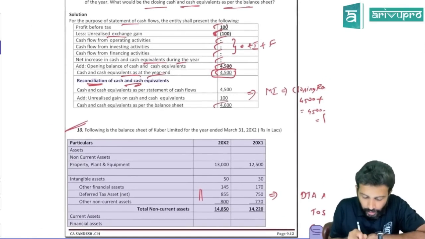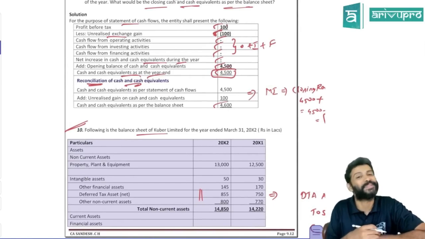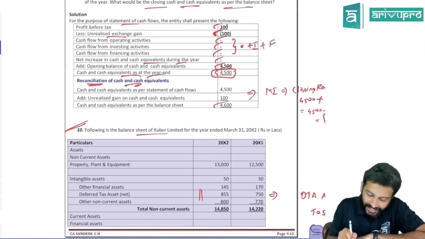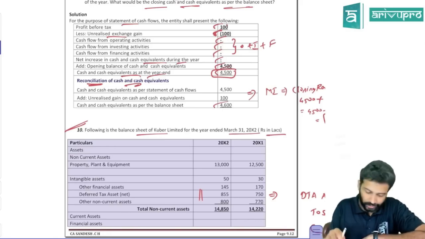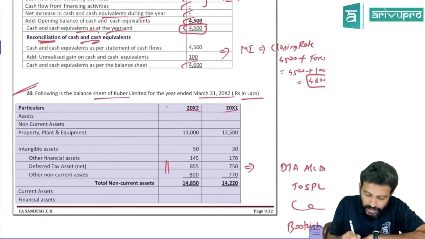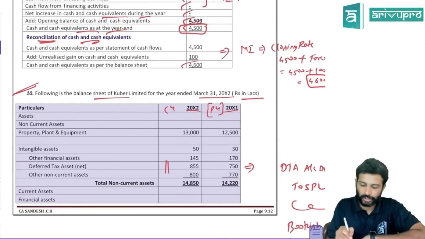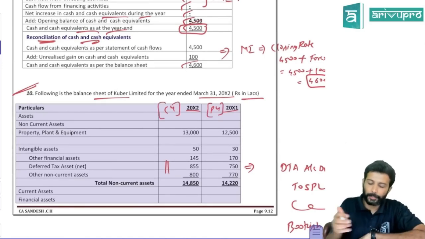So, I'll move on. Following is a balance sheet of Kubera. That rich guy's balance sheet is given as on 31st March 20X2, and all the numbers are in lakhs. So, X2, X1. First they've given the current year's data and next they've given the previous year's data. So, watch out. Sometimes they interchange these columns. First they've given current year, then previous year.